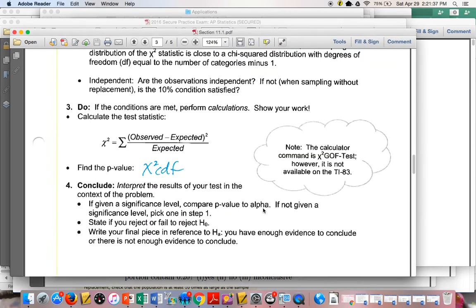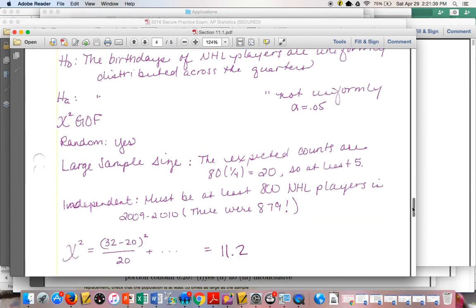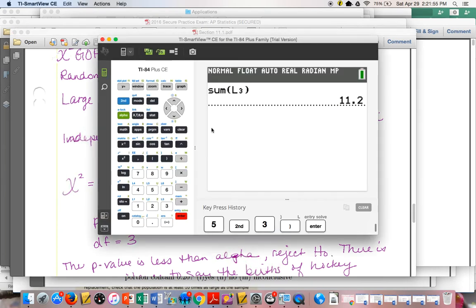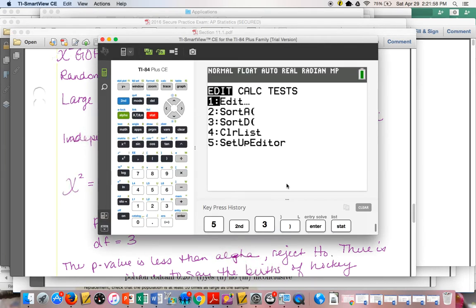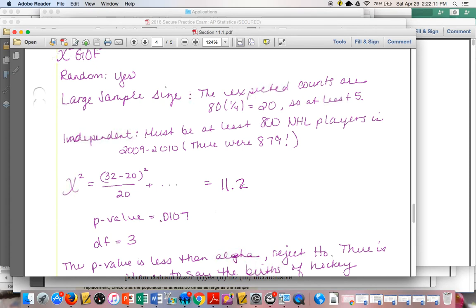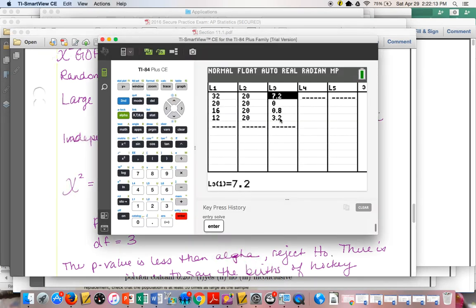And I get 11.2. The book and the AP people all recommend that you write at least one of the components out, so that's what I'll expect in my test as well. So the chi-squared is equal to my first observed, 32 minus 20 squared over the 20, plus ... Now you could, if you want, write out all the rest of them, go for it, but you don't have to. When everything here is added up, I get 11.2.